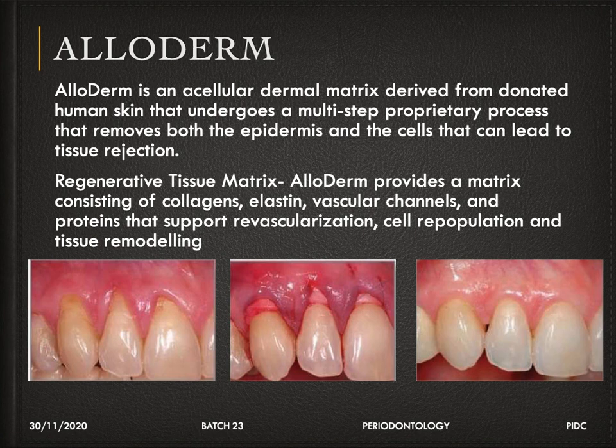So the regenerative tissue matrix AlloDerm provides a matrix consisting of collagen, elastin, vascular channels and proteins that support revascularization, cell repopulation and tissue remodeling. Basically this is a material for soft tissue coverage or regenerative procedures for gingival recession. You can use this material to regenerate soft tissue. It is a very good material. You can see a clinical photograph of the use of AlloDerm in a class 1 gingival recession case. In the post-operative picture, you can appreciate the difference between the pre-operative and post-operative views.